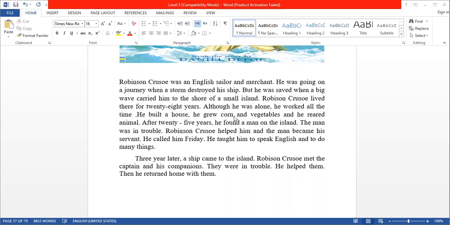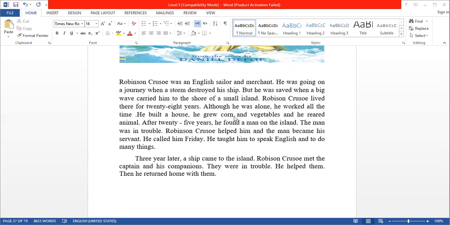Shore, as we know, is the land along the edge of the sea, the ocean or the lake. An island is a piece of land that is completely surrounded by water, from all directions. So this wave took him and threw him onto the shore of an island. Robinson Crusoe lived there for 28 years in that island.